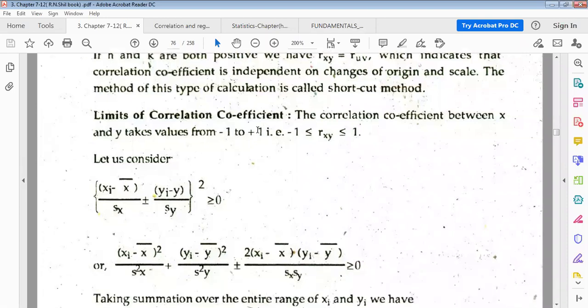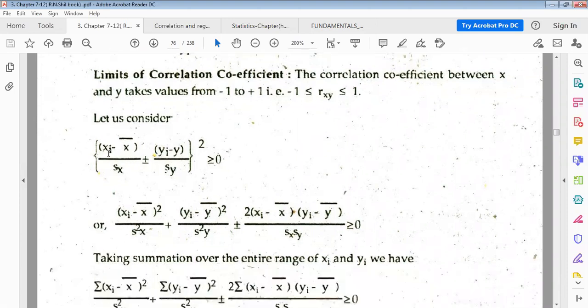Now, the limits of correlation coefficients you must know from the previous lecture. The correlation coefficient between x and y takes values from -1 to +1. That means the correlation coefficient between x and y lies between -1 and 1. We are proving this result. Let us consider (xi minus x bar) divided by sx, the standard deviation of x data, and (yi minus y bar) divided by sy, the standard deviation of y data.